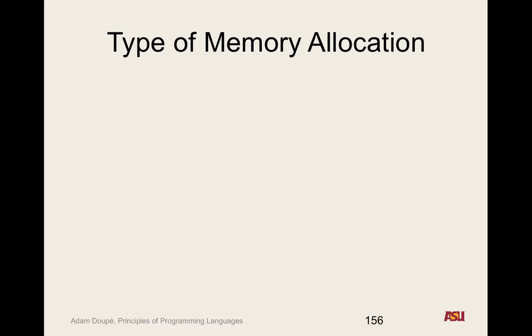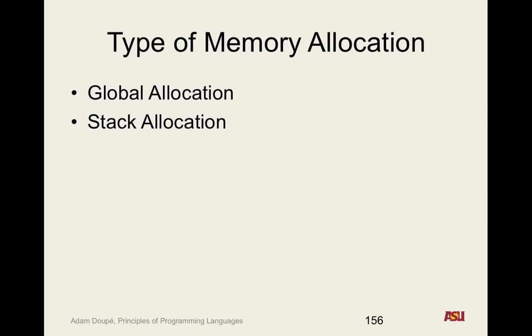By value, and then by reference. Okay, good. So those are different ways to pass parameters to a function. So what about the different types of memory allocation? Stack. Heap. Global. Yeah, static. Yeah, exactly. So those are the three: global, stack, and heap.